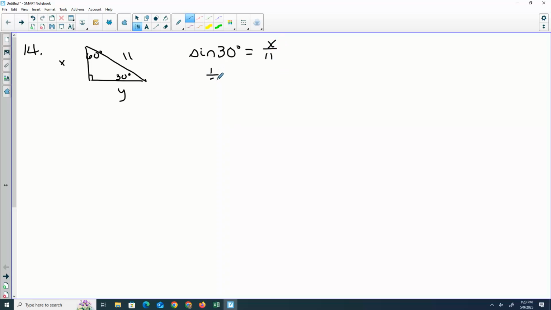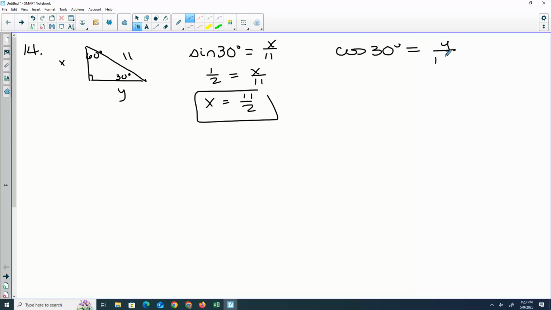Sine of 30 is 1/2. So if we multiply that, 11 over x is 11 halves, or 5.5. So that's one side. If I wanted to do the other one, if I were looking from my 30-degree angle, this is adjacent and hypotenuse. So that would be cosine, my adjacent side over my hypotenuse. Cosine of 30, radical 3 over 2.